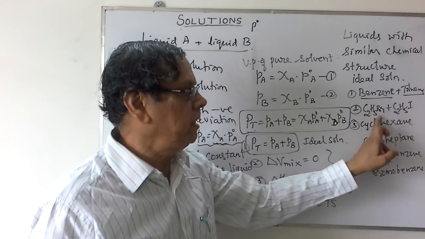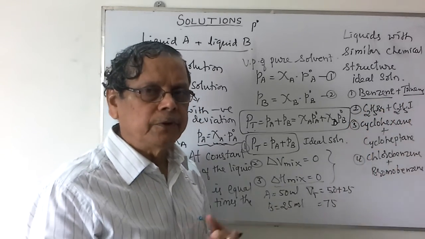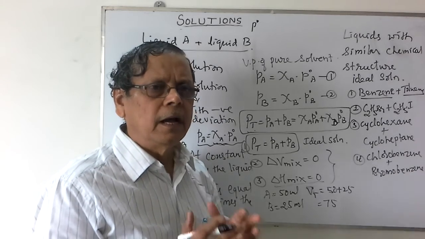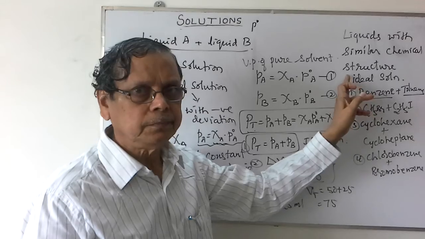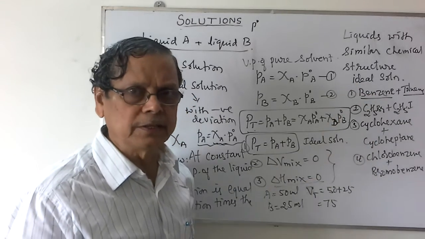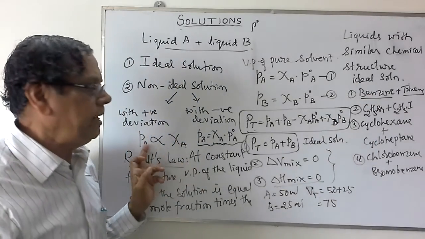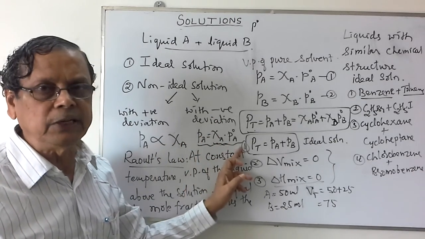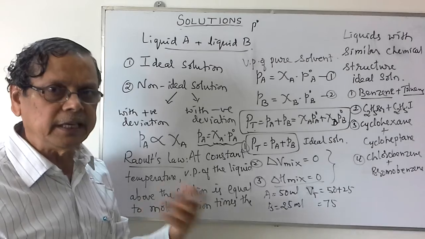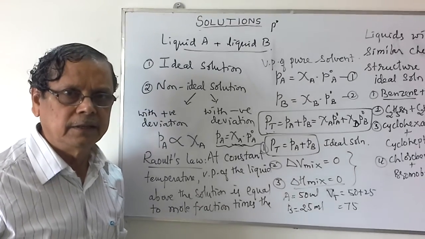Similarly, benzene, toluene, ethyl bromide, ethyl iodide. To remember the examples, remember that compounds with similar chemical structure will form ideal solutions. About these non-ideal solutions with positive deviation and non-ideal solutions with negative deviation, we shall discuss with examples in the next class. Thank you.